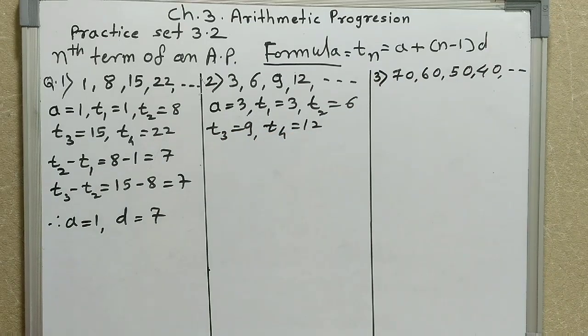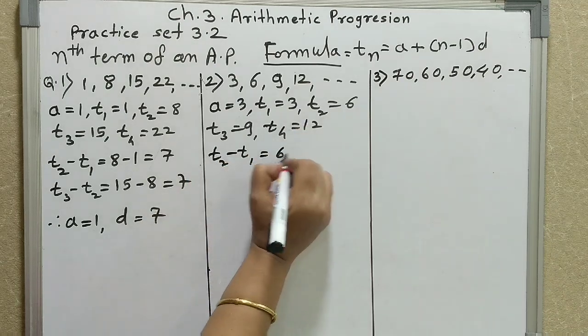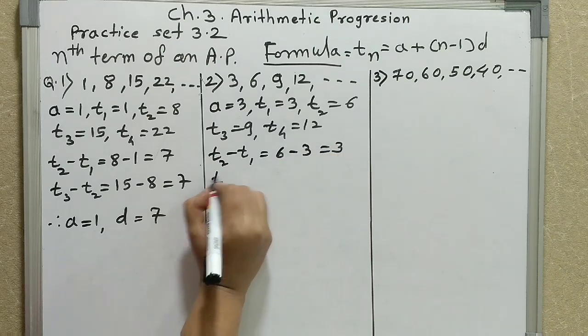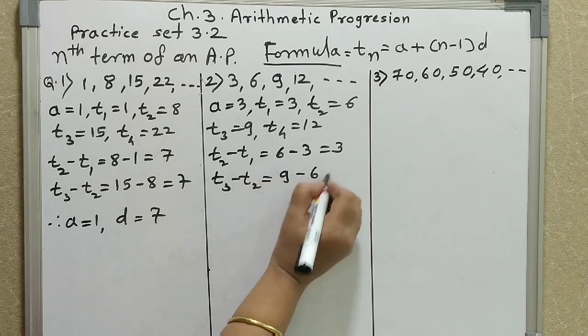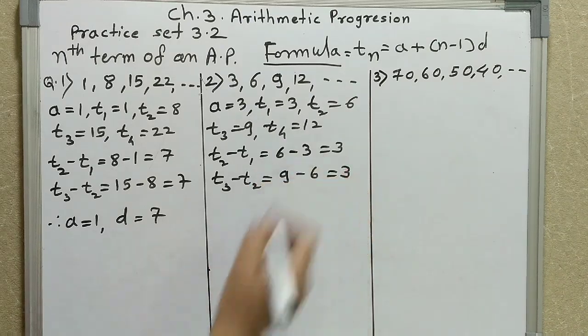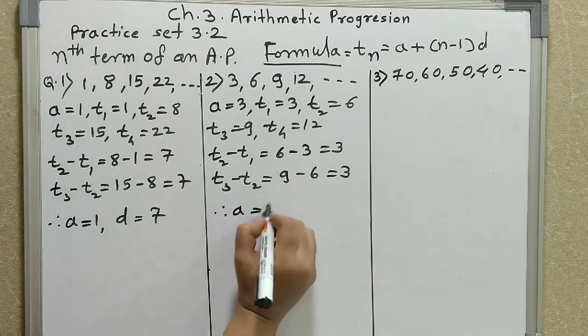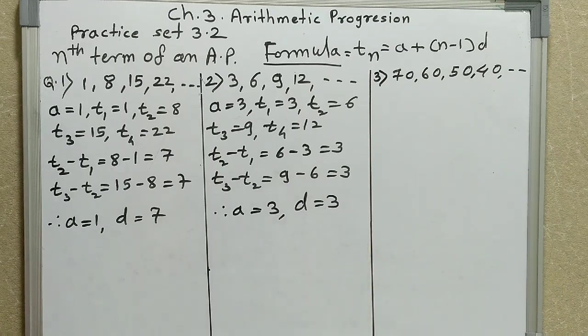Then we find the difference. T2 minus T1 is equal to 6 minus 3. So here the difference is 3. T3 minus T2, 9 minus 6, is equal to 3 here. Here the difference becomes a constant. Therefore A is equal to 3 and common difference D is also equal to 3.